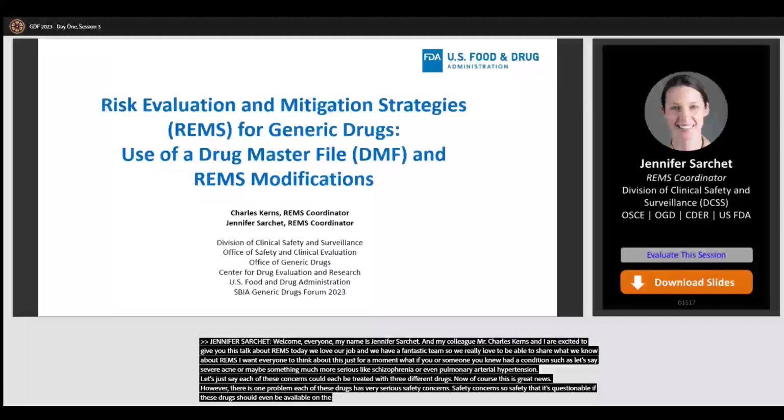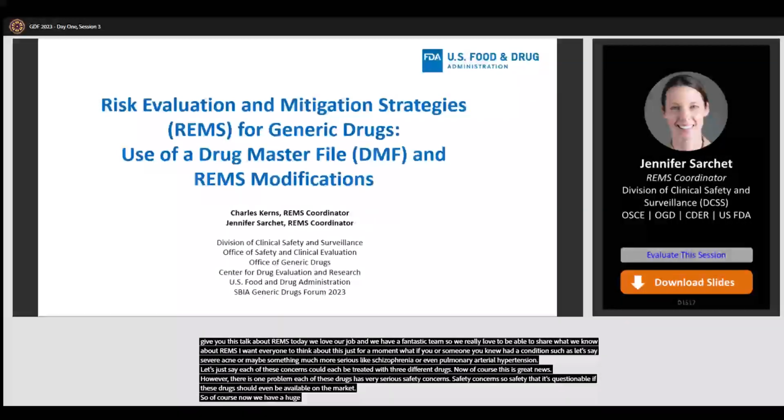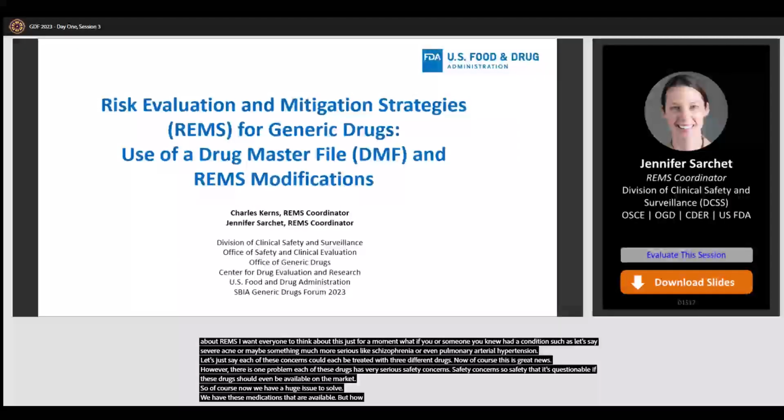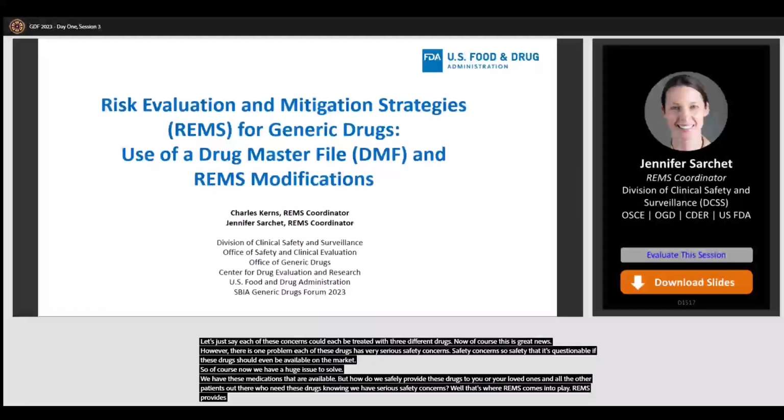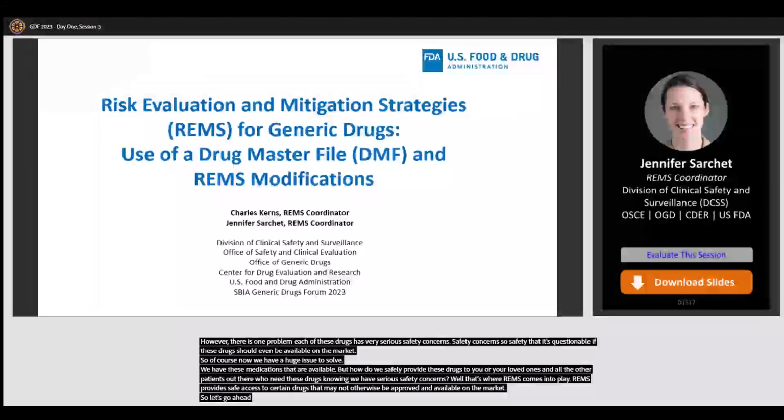So of course now we have a huge issue to solve. We have these medications that are available, but how do we safely provide these drugs to you or your loved ones and all the other patients out there who need these drugs knowing that they have serious safety concerns? Well, that's where REMS comes into play. REMS provides safe access to certain drugs that may not otherwise be approved and available on the market. So let's go ahead and get started on how REMS works and the use of a drug master file and REMS modifications.